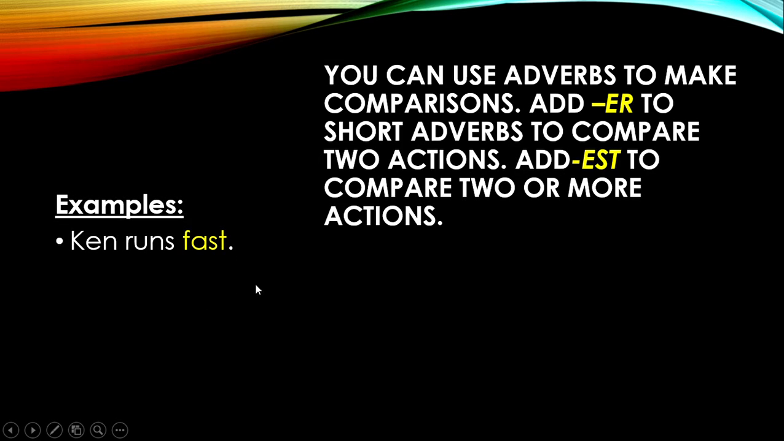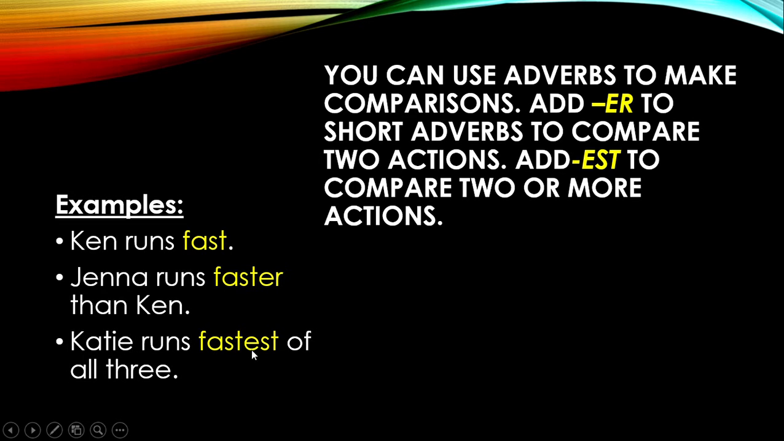So we say Ken runs fast. Okay, when you have an adverb that's short, this is considered a short adverb. It doesn't end with ly, it's just a short word. So now Ken runs fast. So that is talking about one action. Now, Jenna runs faster than Ken. We're comparing Jenna and Ken's running. So their running, you're comparing two. When you compare two, you add ER.